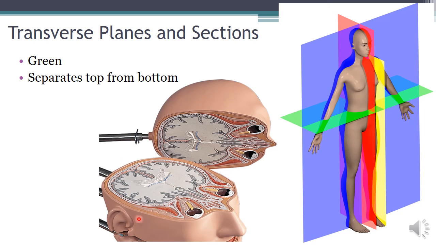So here you have kind of a model that shows you a transverse section through the head. Okay, so kind of right at the level of the eyes. So you cut the eyes into a top and a bottom section. Cut the brain into a top and bottom section here. So this is a good example of what you would get if you had a transverse section through the head at this region.